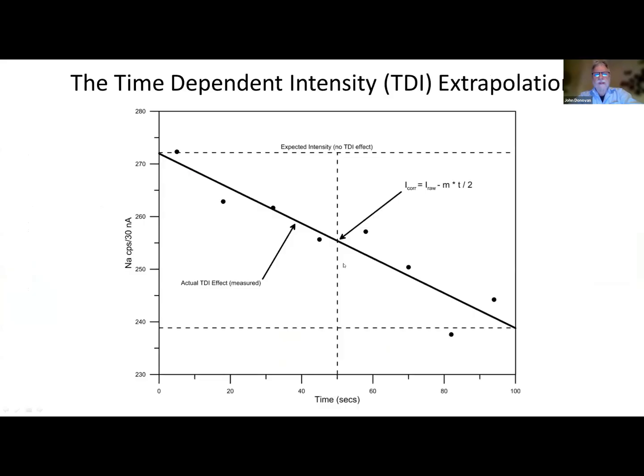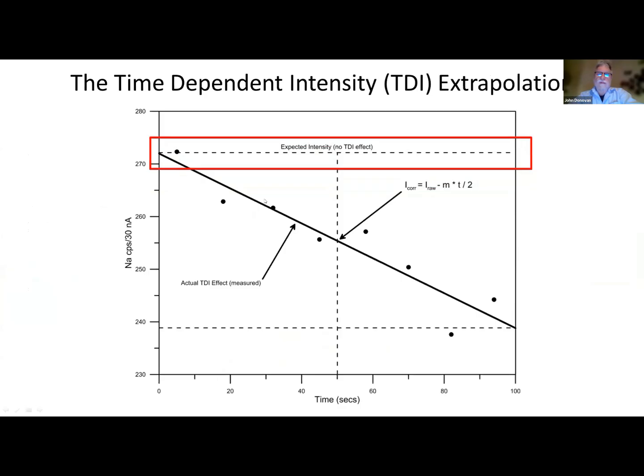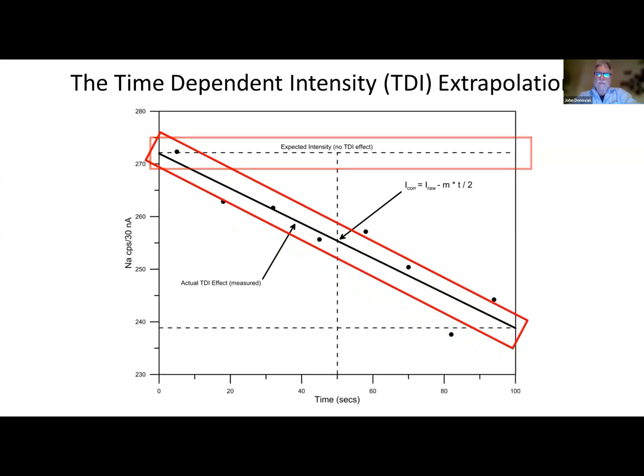So how do we correct for this? Well, basically, if there was no time-dependent intensity effect, we would see a constant intensity as a function of time. But if there is a sensitivity effect, as you can see here, the intensity will either decrease or increase over time. And what we're going to do here is really just calculate the slope of this effect and apply that slope to the intensities.